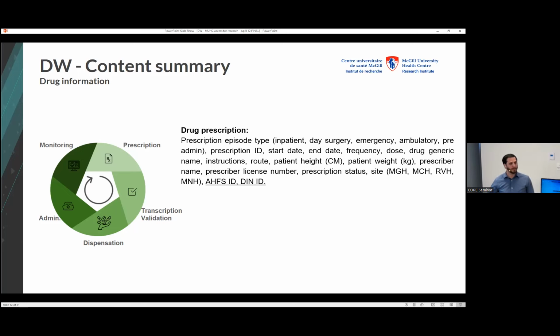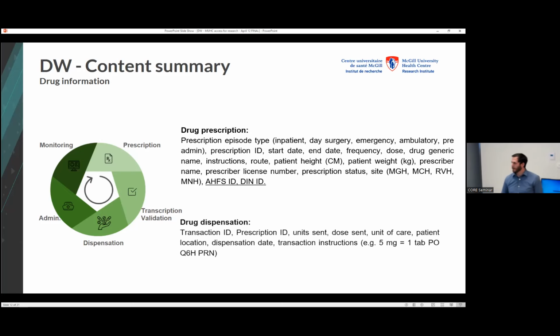Any questions about this? They are just two different codes for the same drug. The DIN is super specific, more granular, and the other one is broader, more of a group. But there are two standards.